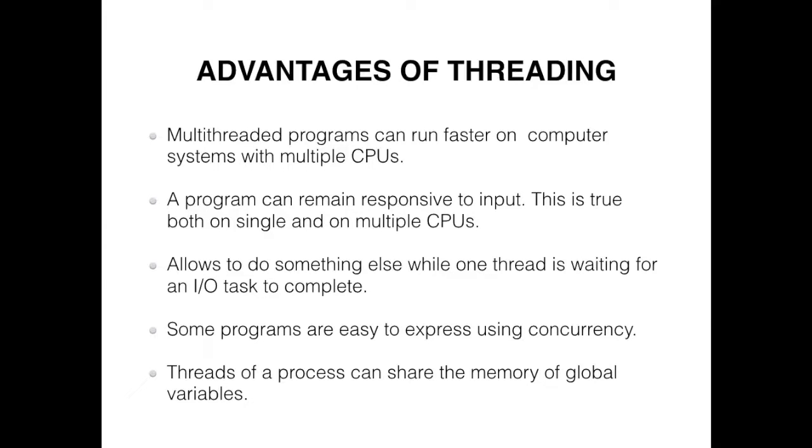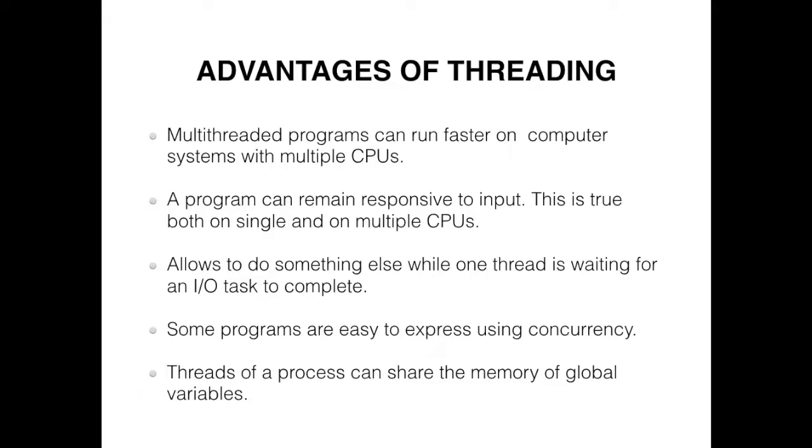Now, the third advantage is threading allows you to do something else while a thread is waiting for an IO task or any other task to complete. So it always remains responsive. The next advantage is some programs are easy to express using concurrency, which leads to elegant solutions. And as a result, they are easier to maintain and debug. So some programs or some processes are inherently concurrent in nature.